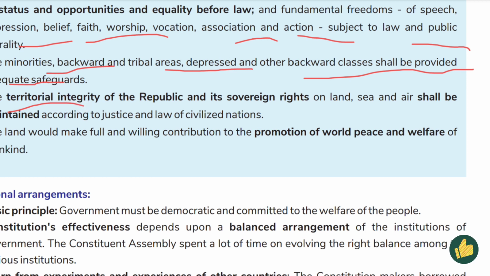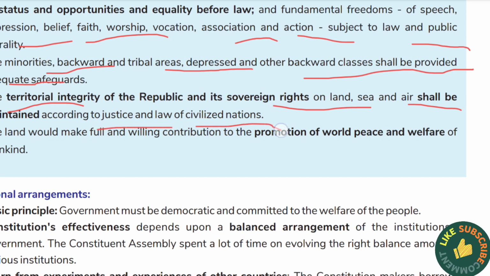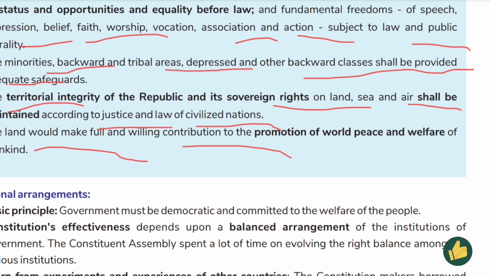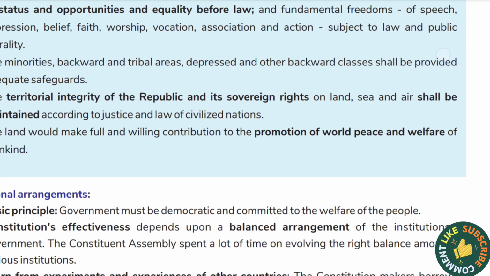The territorial integrity of the Republic and its sovereign rights on land, sea, and air shall be maintained according to justice and law of civilized nations. The land would make full and willing contribution to the promotion of world peace and welfare of mankind.